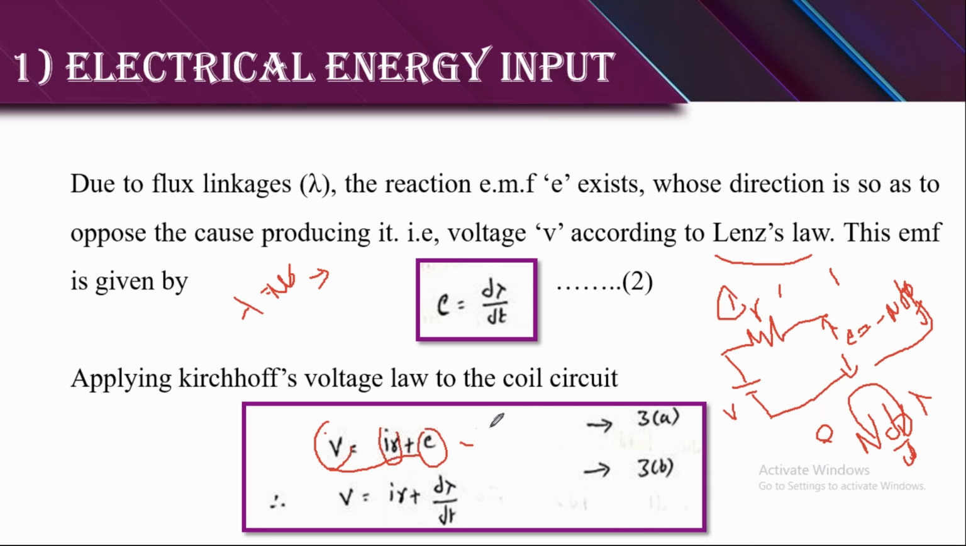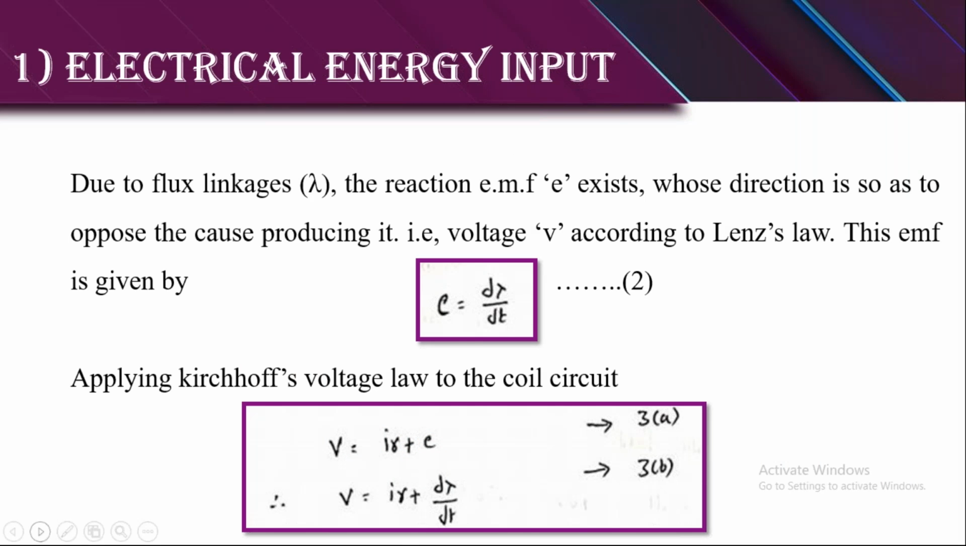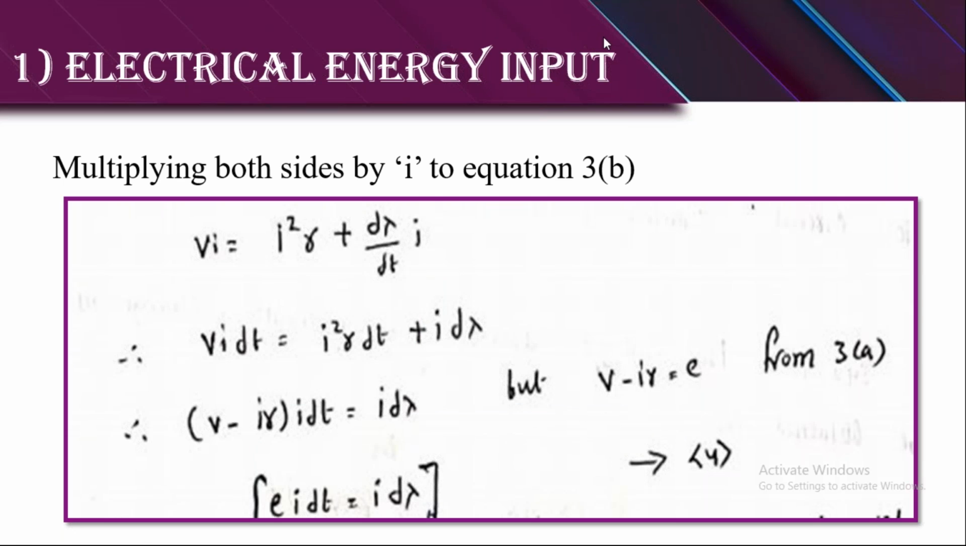So this is the equation we obtained from the KVL applied to the circuit. Now instead of e, that is the induced EMF, we substitute dλ/dt. So this is the voltage equation we derived from the circuit. Now let's move on to the next equation. After that, V is equal to IR plus, instead of e, I am substituting dλ/dt. So this is the voltage equation.